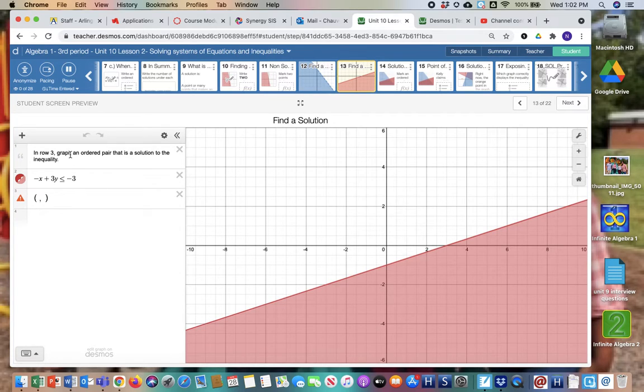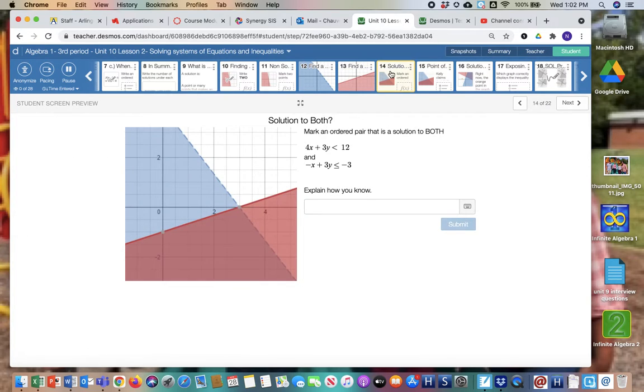Graph an ordered pair that is a solution. So here's this graph. Well, let's find a point that's in the shaded region, let's just type some stuff in. How about 3, 2? Is that it? No. How about 3, negative 2? Bang. Yep, sure. There we go. So again, just checking that based on the graphing.